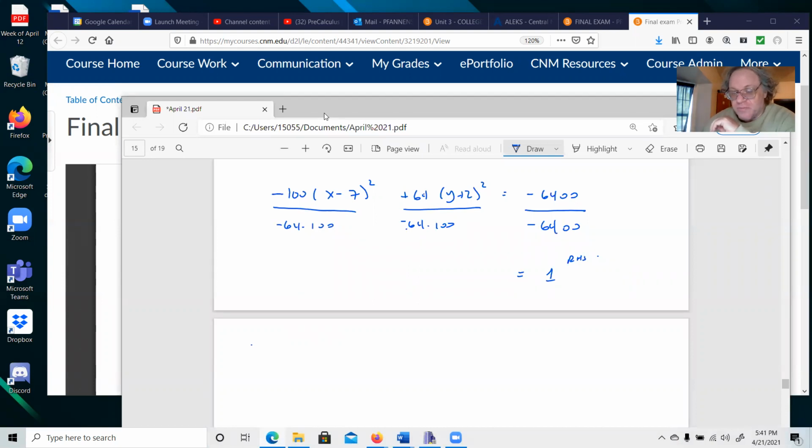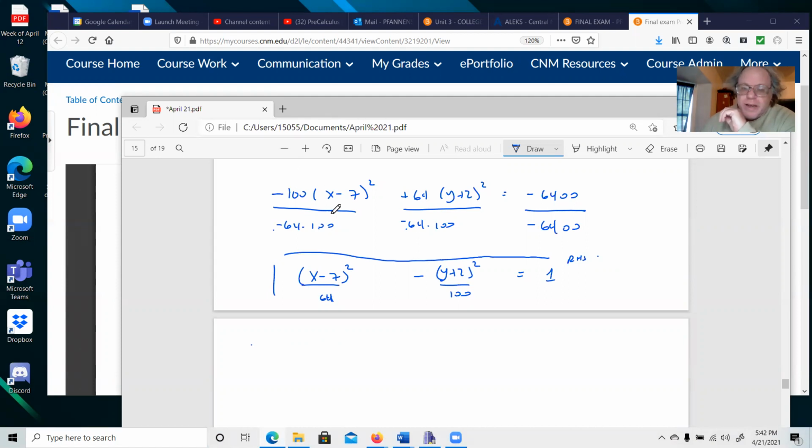The 64s are going to cancel, but the negative stays, so we're going to have negative (y plus 2) squared over 100. The hundreds are going to cancel, and the negatives are going to cancel, so we're going to have (x minus 7) squared over 64. That is our standard form.